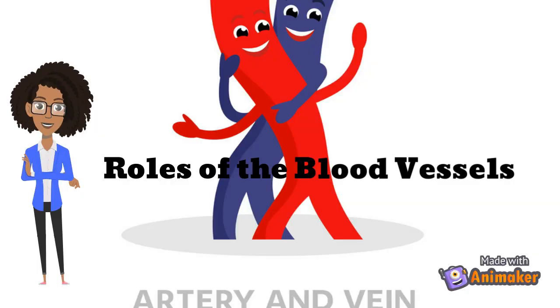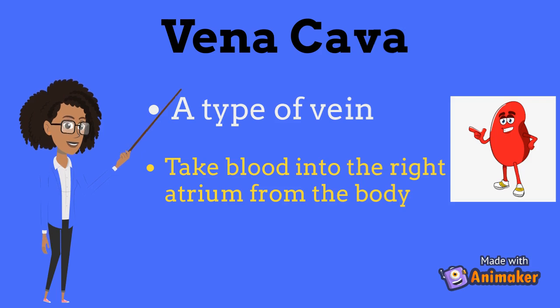Right, so let's talk about the roles of these blood vessels. The vena cava is a type of vein. You could use the V at the end to help you remember that it's a vein. This means that it takes blood into the heart, but it does so to the right atrium. Like I said before, the right side of the heart pumps deoxygenated blood to the lungs. This would tell us that the vena cava takes blood that has passed through the body and is now deoxygenated into the heart.